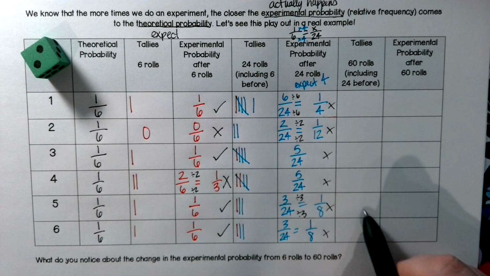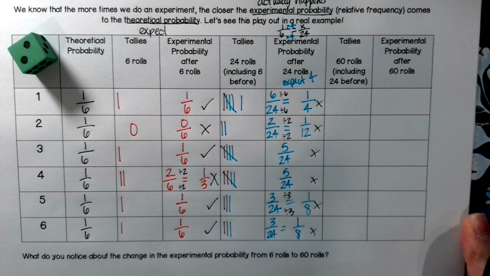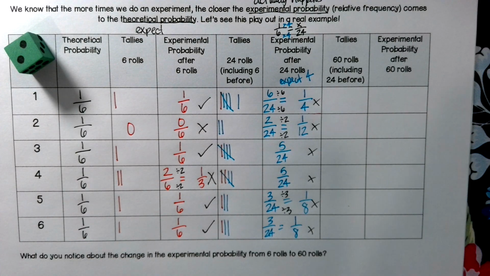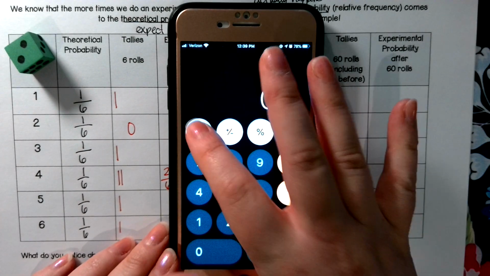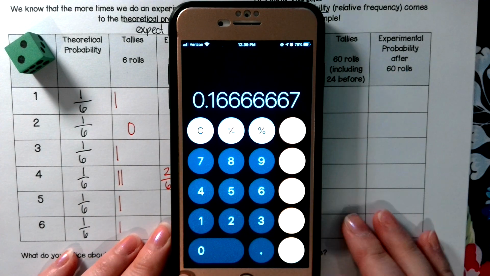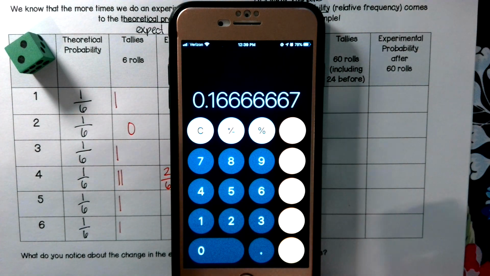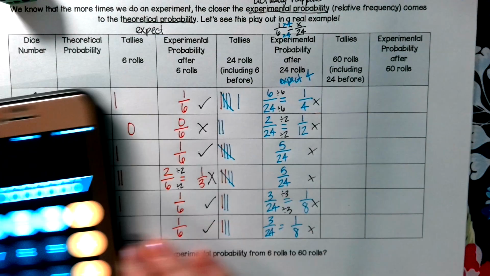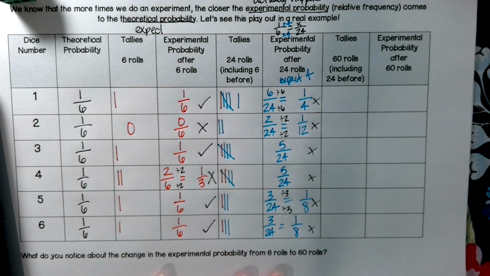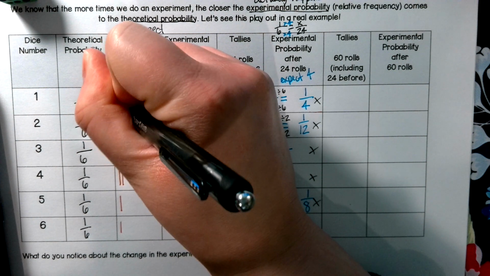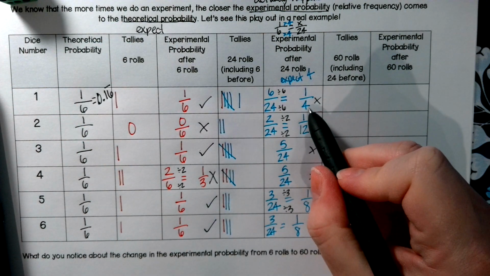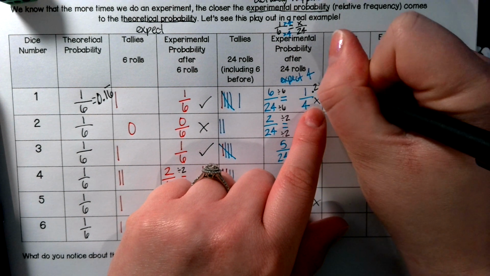So let's keep going to 60 and let's see if we can get closer to that 1/6. Or actually, sorry, let's turn these into decimal forms. It's a little bit easier to compare decimals than fractions. So if I pull out my calculator, I see that 1/6 is equal to 0.16 repeating. 1/4, that's 0.25.